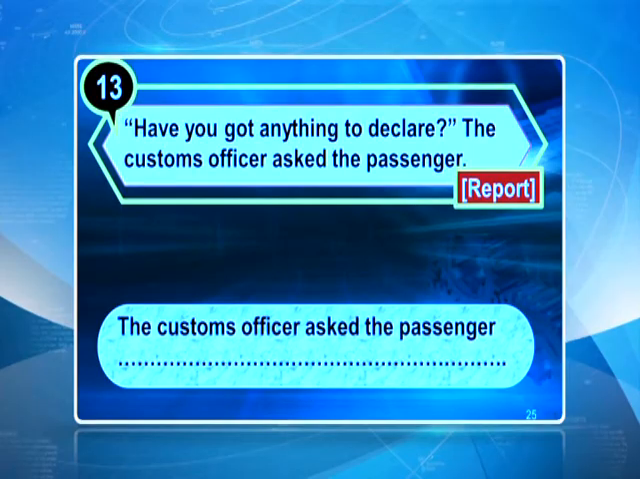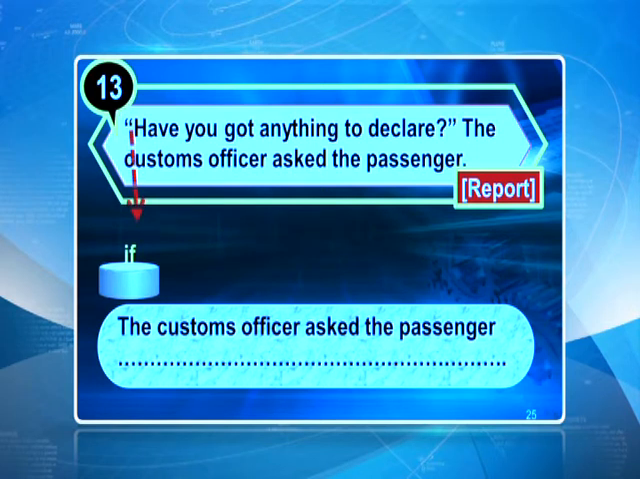As you can see here, we have a direct speech sentence. "Have you got anything to declare?" Of course, these words are said by a customs officer. So we have to start our sentence with "The customs officer asked the passenger." And since we know that this is a yes or no question, we have to put in mind that it must start with if or whether.